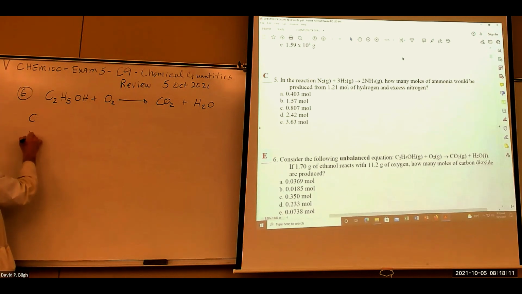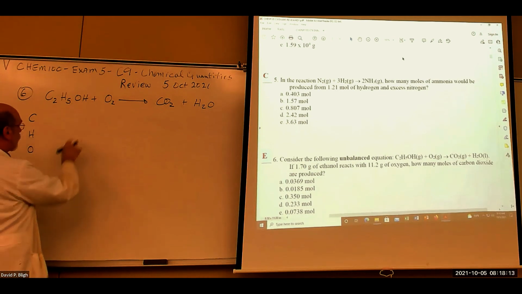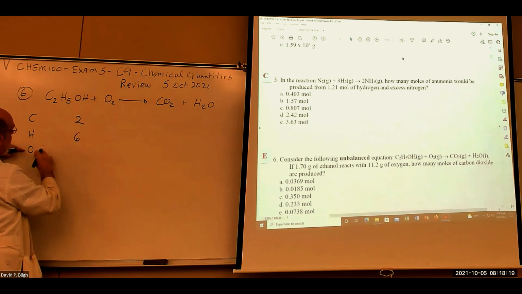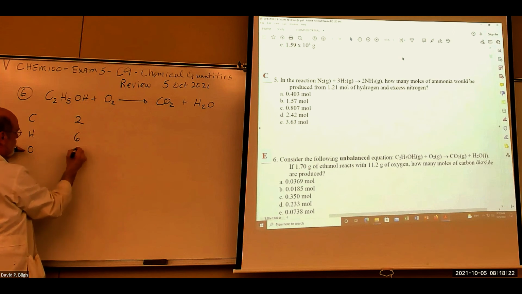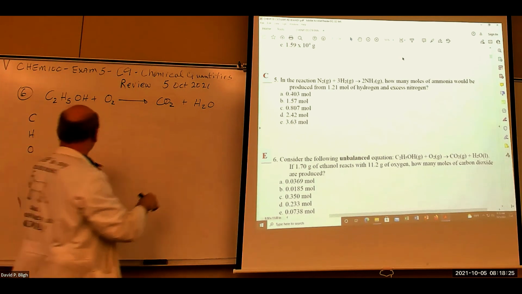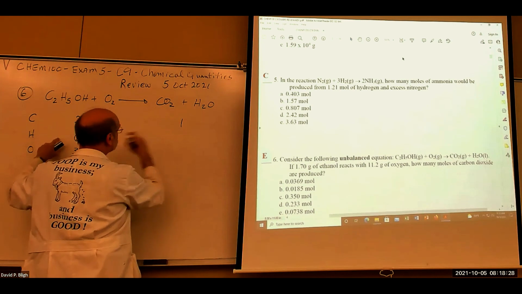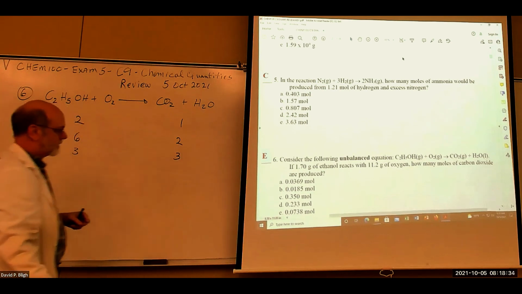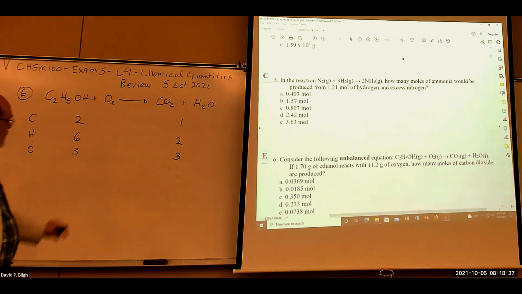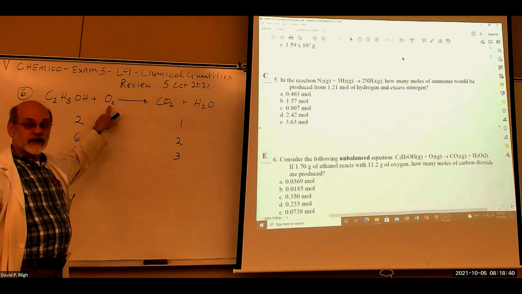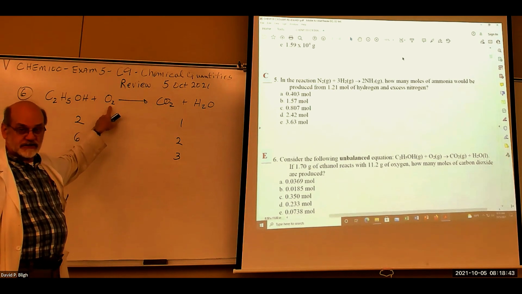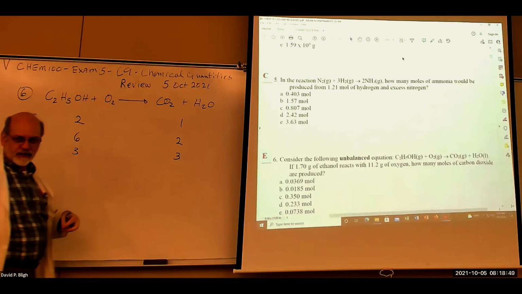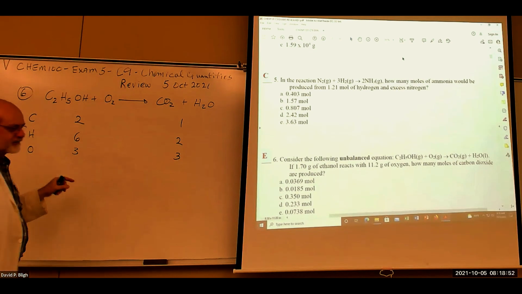So we've got carbon, hydrogen, and oxygen. 2 carbons, 6 hydrogens, and 3 oxygens to begin with. On this side, we have 1 carbon, 2 hydrogens, and 3 oxygens. We do have an element here, so we want to hold that one till last. Don't balance the oxygens till the very end. As it turns out, they're already balanced, but I'm pretty sure that's going to change.